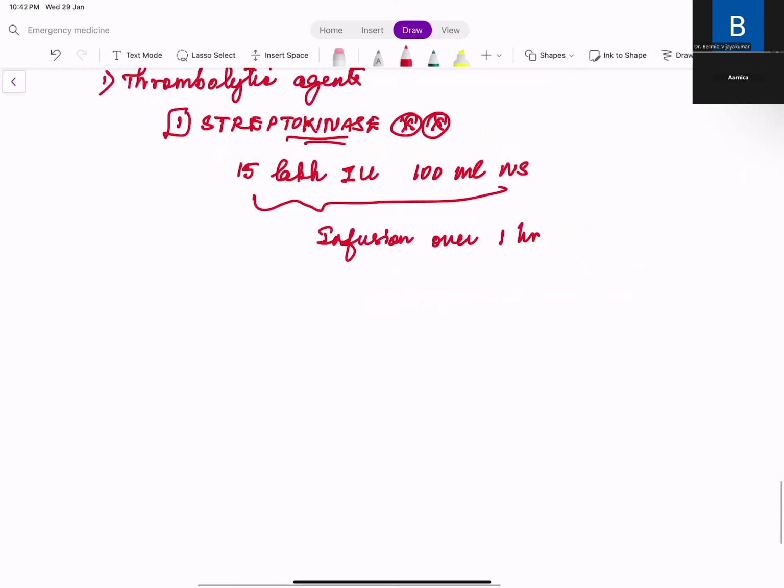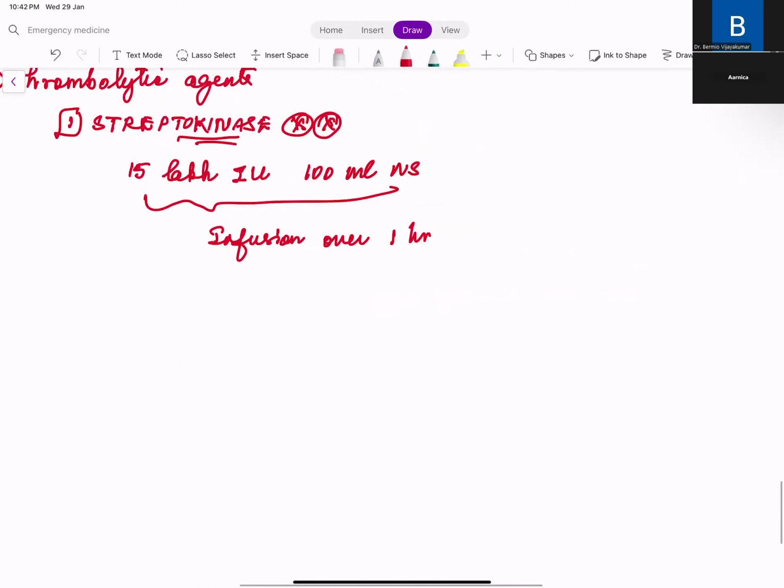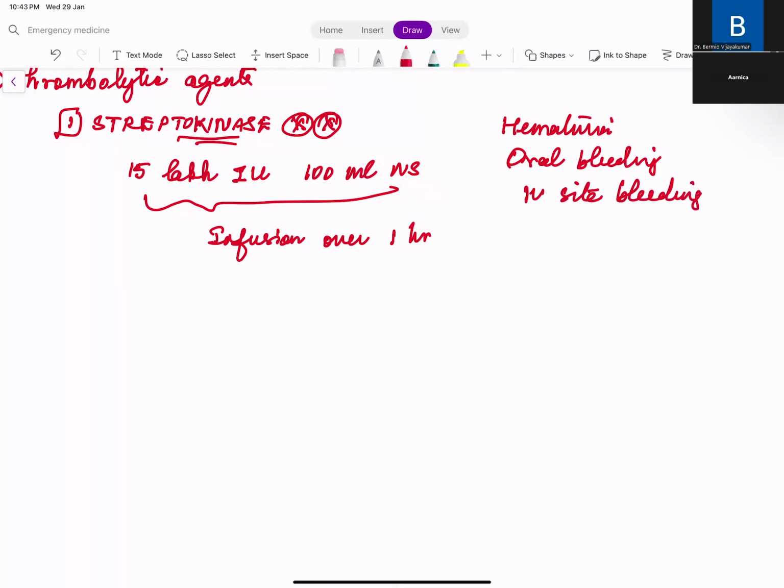The thing is, streptokinase is a drug which prevents blood clot and it lyses every clot which forms. So when the clot in the heart is lysing, there is also a possibility that the patient may have some bleeding from anywhere. Minor bleeding can occur, like hematuria, oral mucosal bleeding, or IV line site bleeding. These are minor complications, but one major complication of thrombolysis is bleeding from the brain. Intracranial hemorrhage occurs in a small space, so even that can be life-threatening.